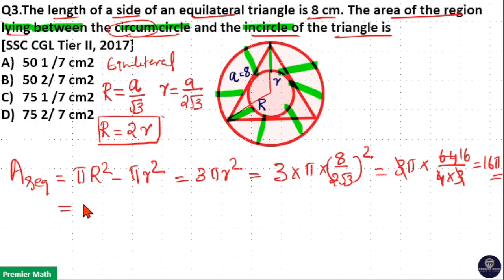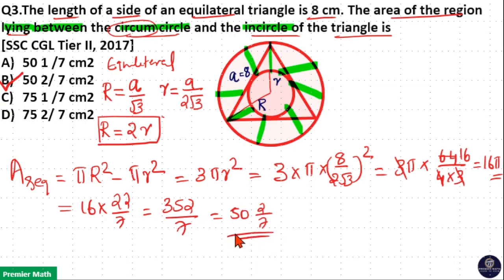So 16 pi means 16 into 22 by 7. Now 16 into 20 is 320 and 16 into 2 is 32. So 320 plus 32 is 352. So 352 by 7 is equal to option B, that is 50 and 2 by 7. 7 goes 50 times in 350. Remaining is 2 by 7. So 50 and 2 by 7, option B is your answer.